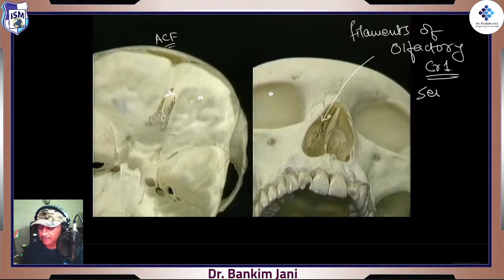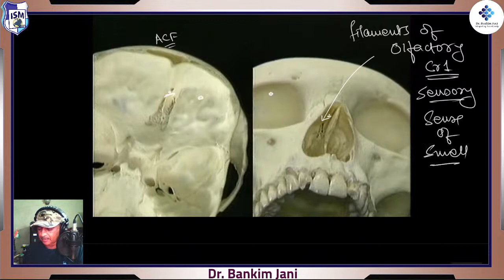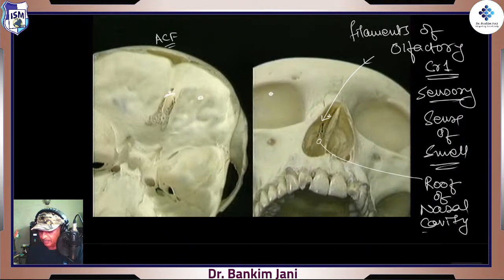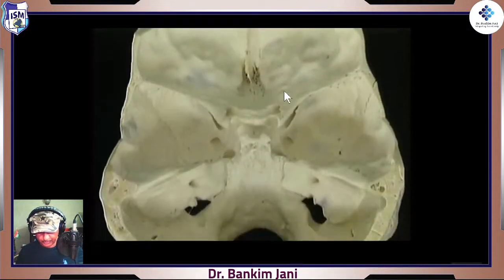This is sensory, right? So that sense of smell, it is over here, right? Good. So if we want to write very specifically, this area is what? Well, now you know that it is roof of nasal cavity. Okay, moving next.